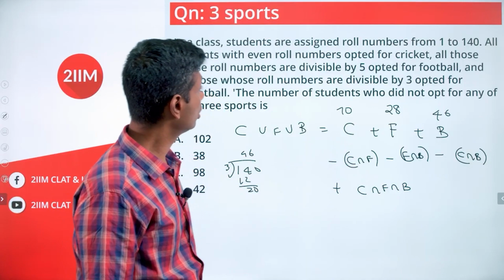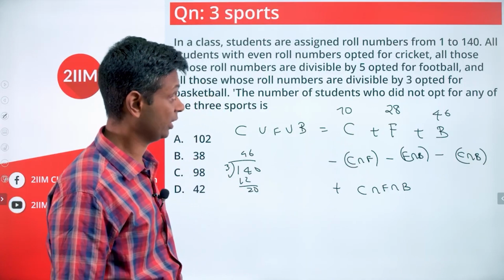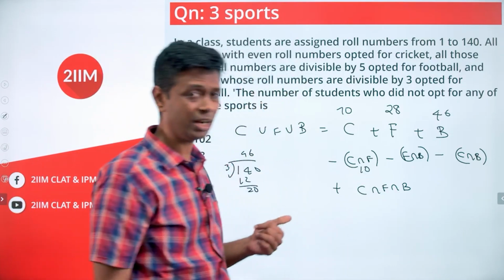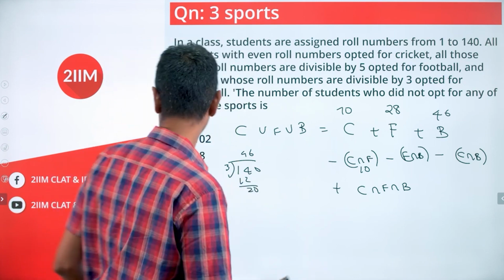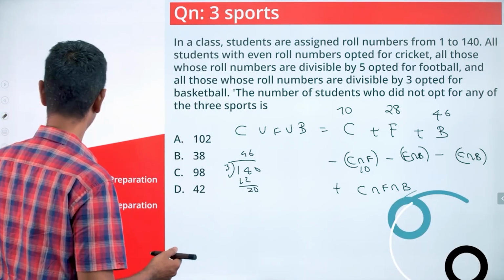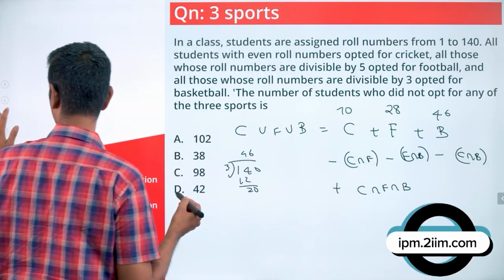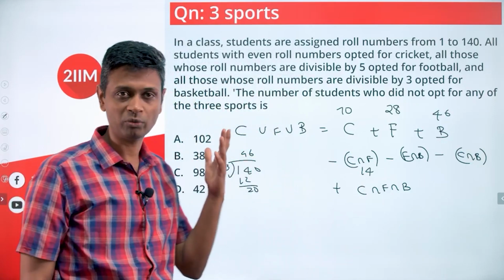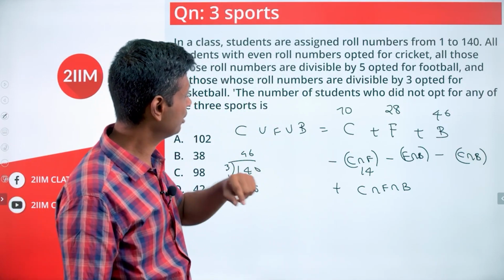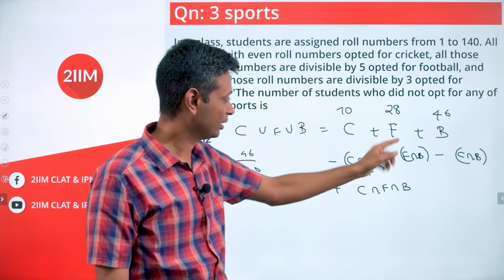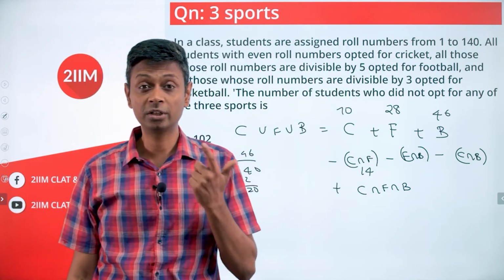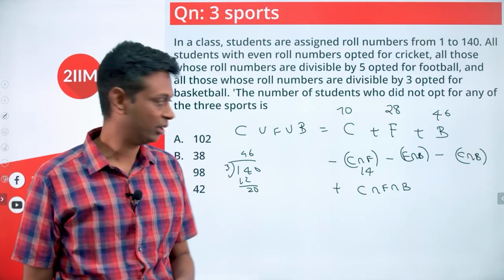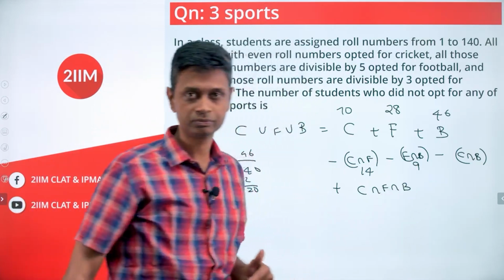Cricket intersection football. So even numbers that are multiples of 5, or multiples of 10. Cricket intersection football, numbers that are multiples of 2 and multiples of 5, multiples of 10. Sorry, I should have said multiples of 10, not written down 10. How many multiples of 10 are there? There are 14 multiples of 10. 10, 20, 30, 40, all the way till 140. Football intersection basketball, multiples of 5, multiples of 3. The intersection will be multiples of 15: 15, 30, 45, 60, all the way till 135. 135 is 15 into 9, so 9 numbers in this list.